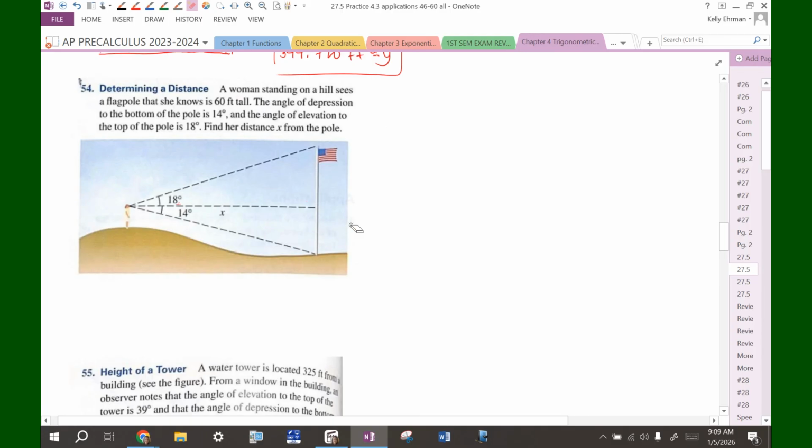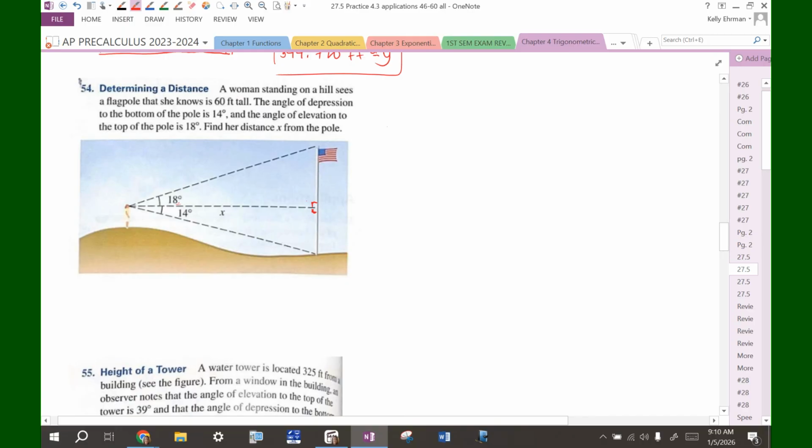I don't want to give anything away, has two right triangles in it. Notice the big triangle is not a right triangle, but there are two right triangles in here. We have this one, which has an 18-degree angle, and this one, which has a little 14-degree angle. And x is a leg in both of the triangles.